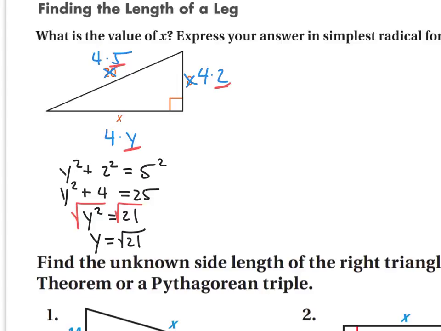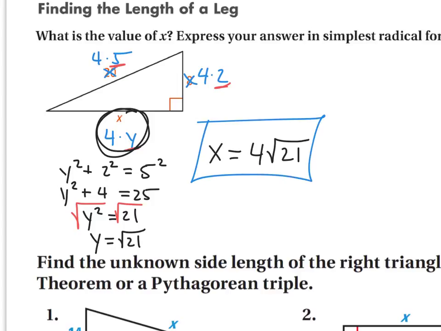Technically, I should get two answers, a positive and a negative, because I put the square root in there. But can I use the negative answer here? No, because I'm looking for a length. I'm looking for a distance. And so y equals the square root of 21. That is not my answer. x, what I'm solving for, is 4 times the square root of 21. That's really the difficult part of doing it this way, is remembering to write that multiple out in front when you find that answer. Okay?